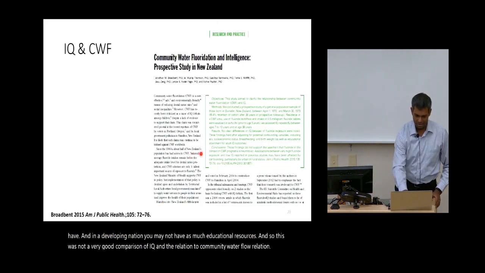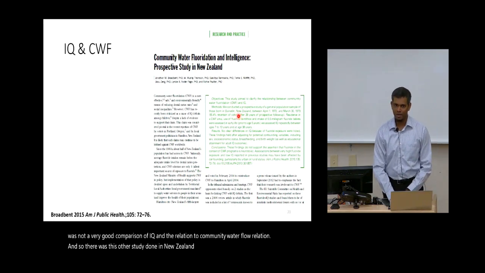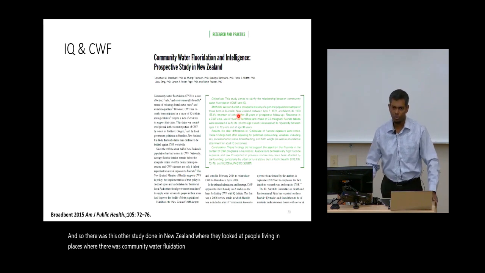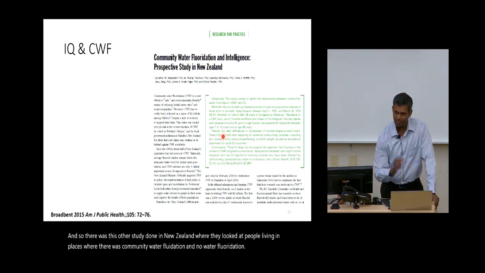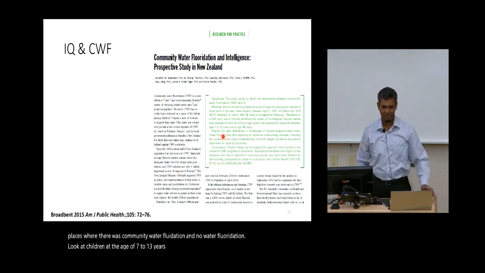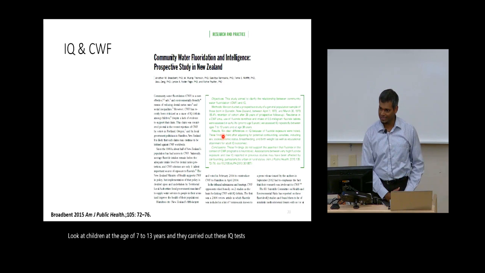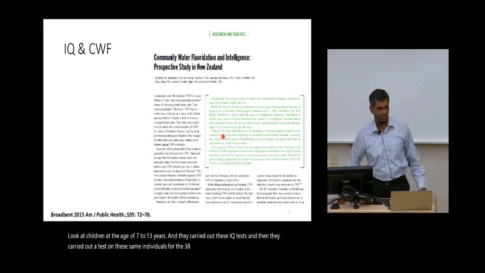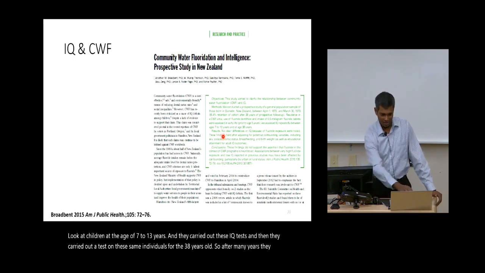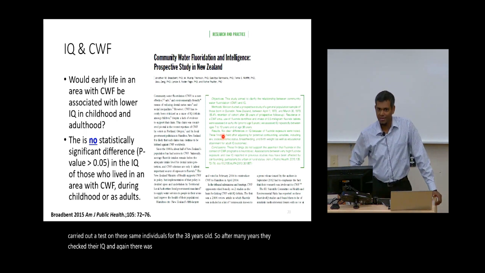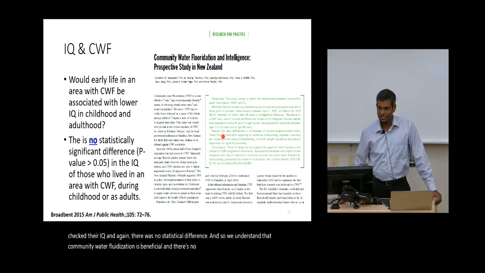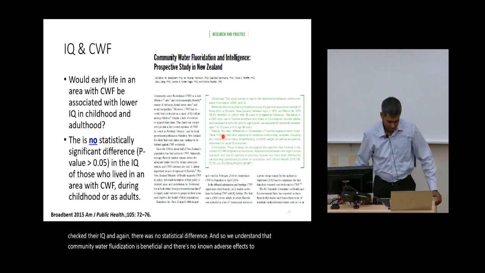And so there was another study done in New Zealand, where they looked at people living in places with community water fluoridation and with no water fluoridation. They looked at children at the age of 7 to 13 years and carried out IQ tests, and then carried out a test on these same individuals when they were 38 years old. After many years they checked their IQ, and again there was no statistical difference. So we understand that community water fluoridation is beneficial, and there are no known adverse effects to using it.